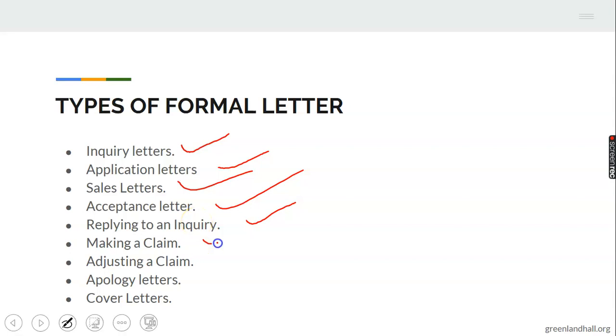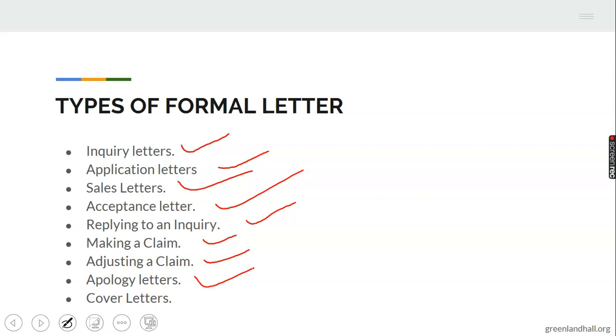Then you want to make a claim. You make a claim as regards getting what is rightfully yours. You have been wronged or something that is yours has been given to somebody else. You make a claim to that effect. Then adjusting a claim. You want to adjust a claim also. It's also a form of formal letter. Then letter of apology. You write a letter of apology in a formal way. Imagine your class has done something bad to the school management.